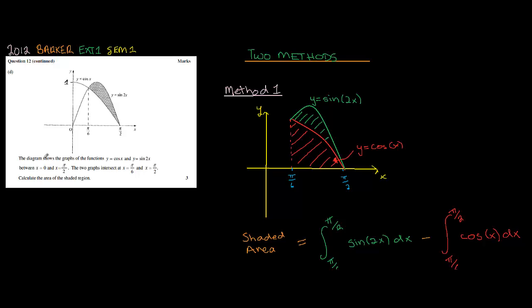So I'll just read it out. The diagram shows the graph of y equals cos of x and y equals sine of 2x between 0 and pi on 2. The two graphs intersect at pi on 6. So this shaded region starts at pi on 6 and goes to x equals pi on 2. Just this region here from pi on 6 to pi on 2 is what we're interested in, and we calculate the shaded region. What I'm going to do is show you two different methods of doing it.